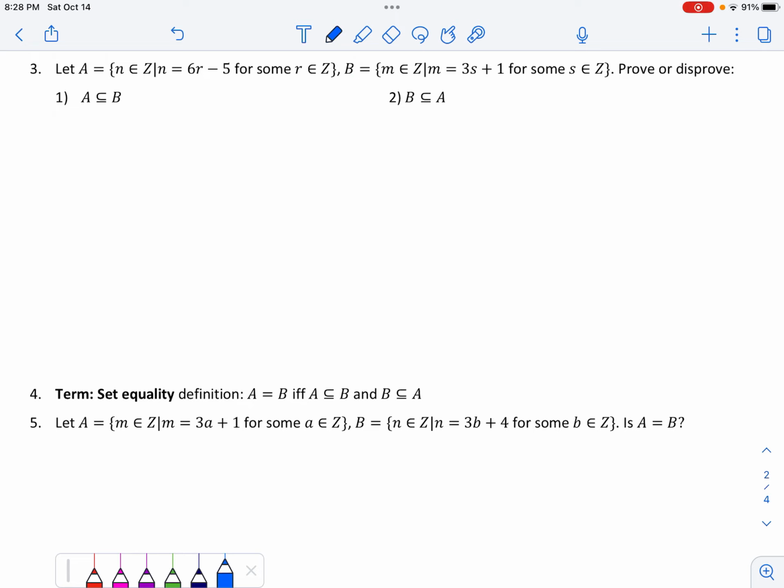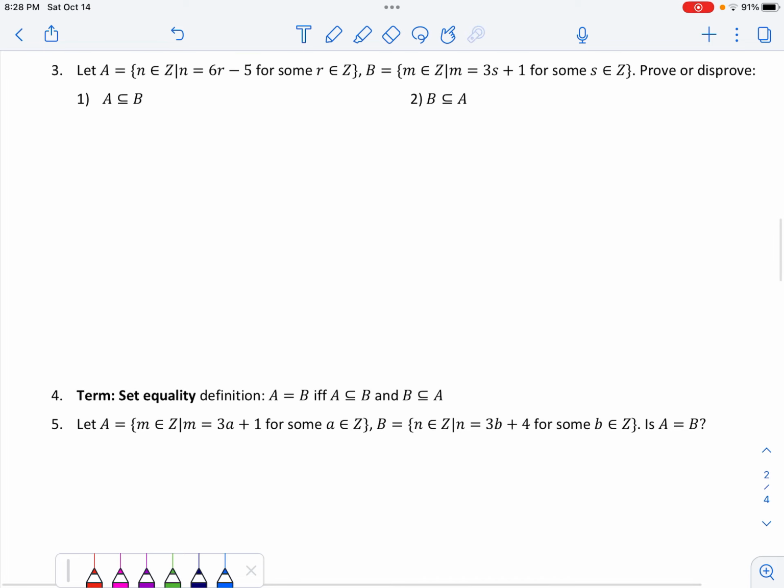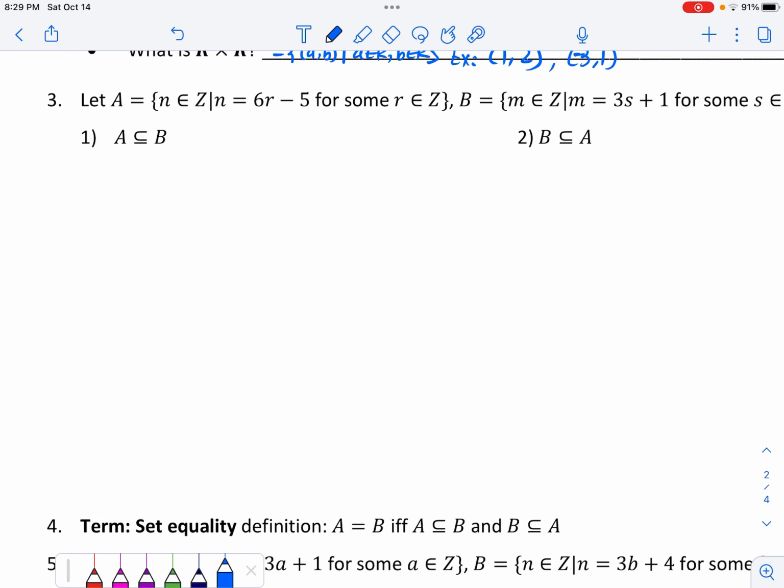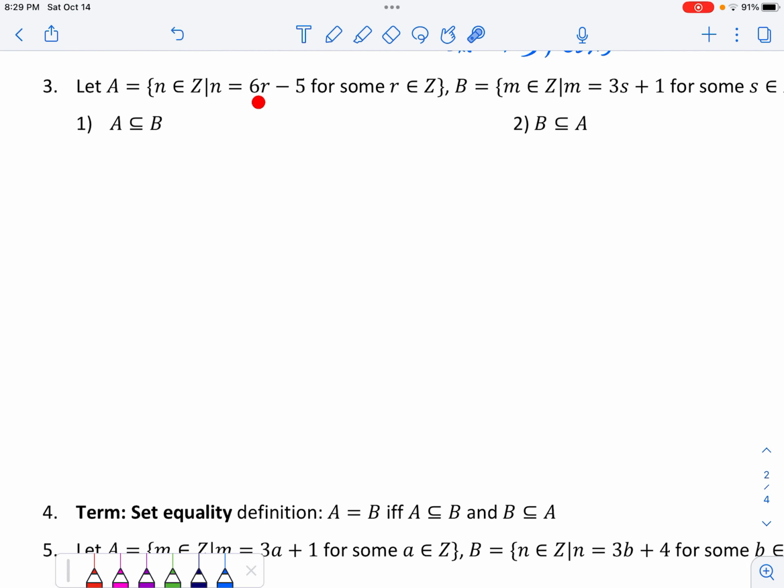Now, oftentimes I certainly encourage you to just write down and try to find some elements in A. It just makes sense of A. So therefore, I'm going to do that. r is an integer, right? So I'm going to pick some r and then begin to find some elements of A. Let's say when r is 0, let's do some mental math. When r is 0, 6 times 0 minus 5 is negative 5. So I know negative 5 has to be in A.